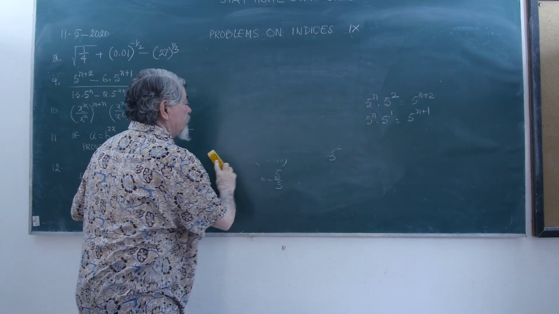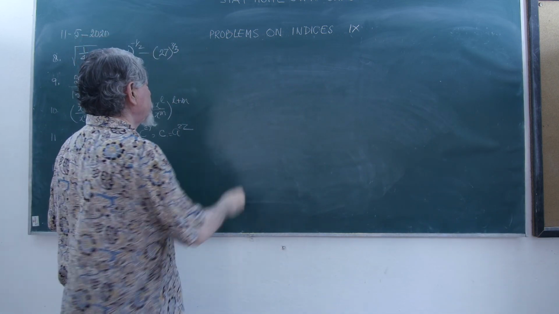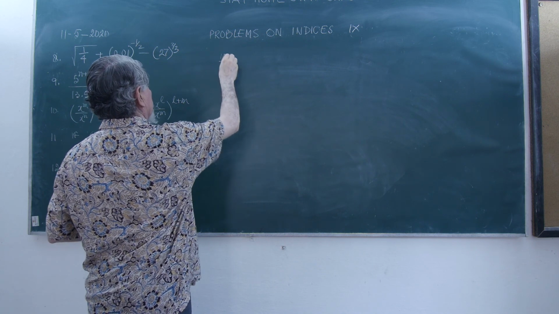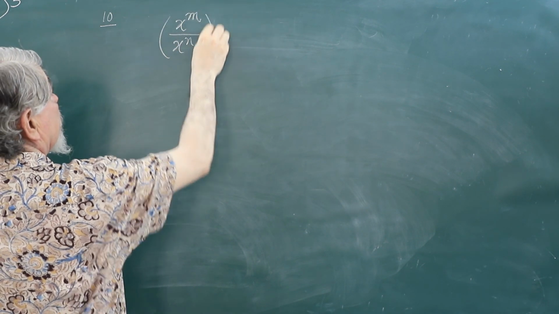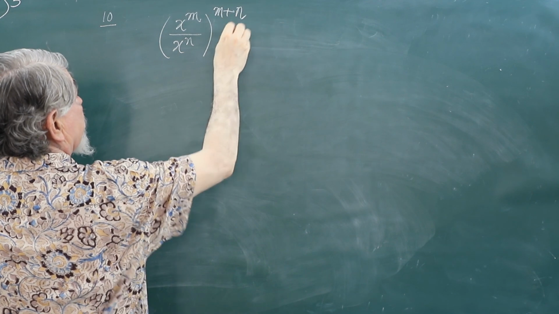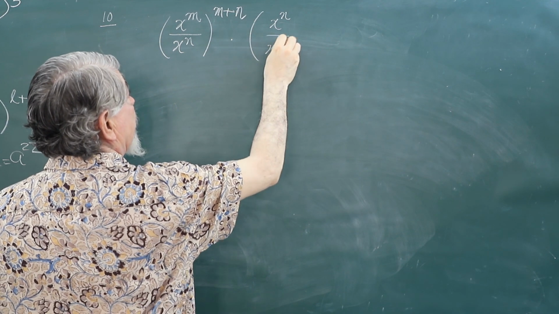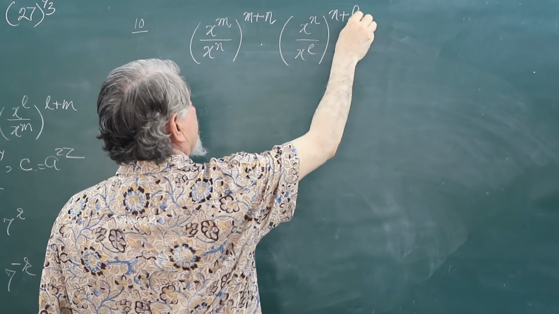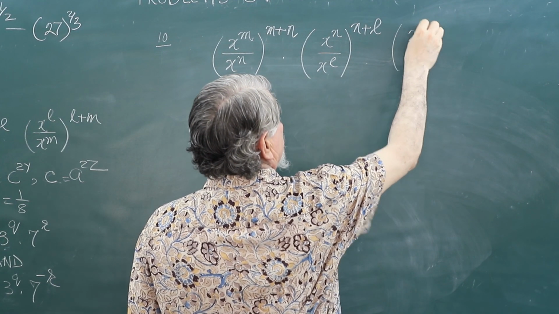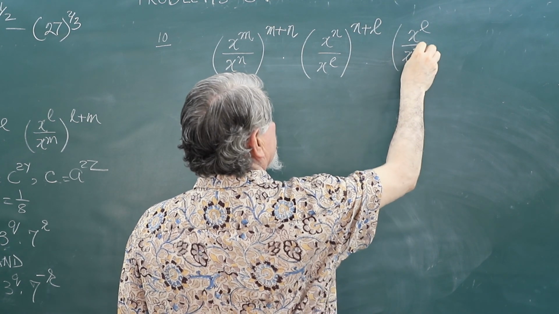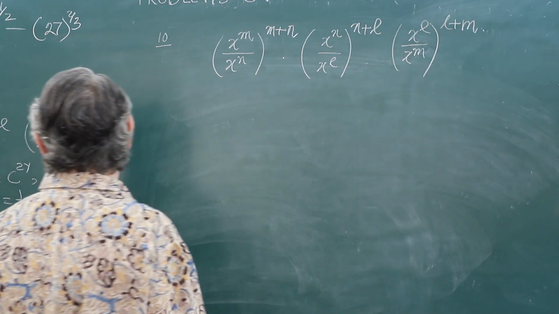Now let us see question number 10. X to the power n upon x to the power n to the power n plus n. X to the power n upon x to the power l to the power n plus l. Then x to the power l upon x to the power m to the power l plus m. We have to prove it. We have to solve it.